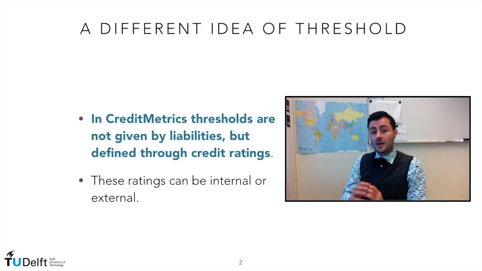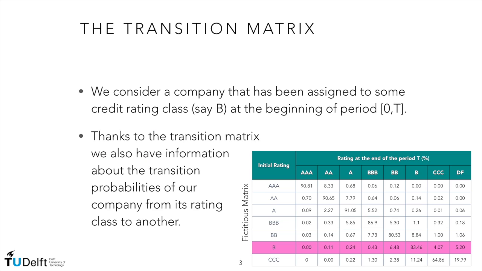In CreditMetrics, the liability is not the quantity we use as a threshold. Rather, the threshold is defined in terms of ratings, credit ratings. These ratings can be internal or external. That is to say, they can be computed internally by the bank, or they can be acquired externally from a rating agency. We consider a company that has been assigned some credit rating class, say B, at the beginning of the period, 0 to capital T.